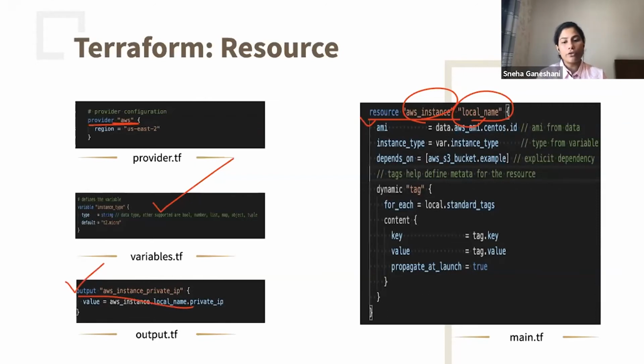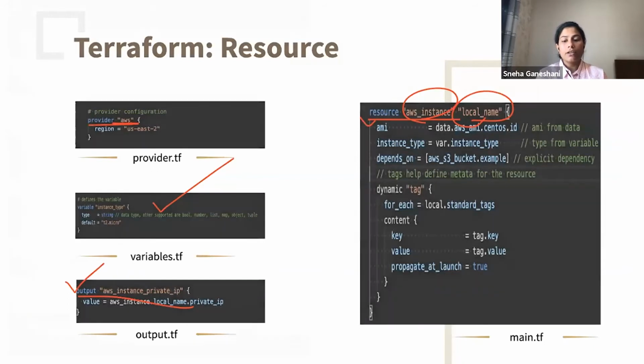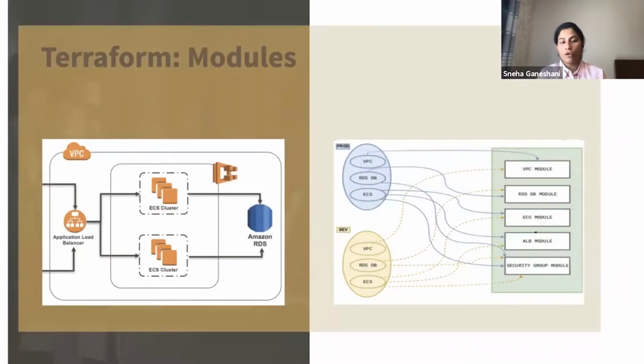Once you have defined all your configurations, you can then convert these configurations into modules. Let's see first what are modules. So a module is a container for multiple resources. They can be used to create lightweight abstractions of your code, which will help you to describe your infrastructure in Terraform in terms of architecture, but not in terms of physical objects.